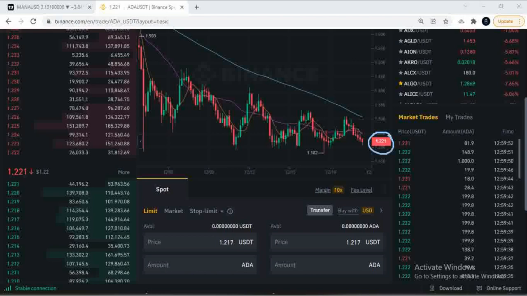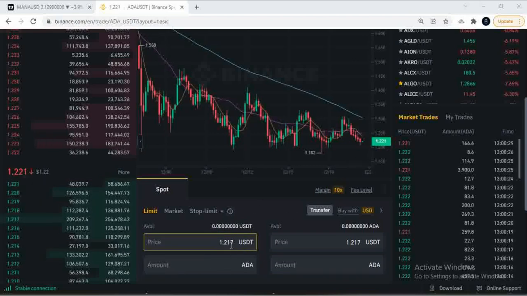Okay, and I, as a trader, I don't want to buy at that price. I don't want to sit at my trading desk waiting the whole of the day for price to get to a certain low. I can as well set up a pending order for the market to execute for me. I can as well set price at 1.20. So I can put up here, I want to buy ADA at 1.20.